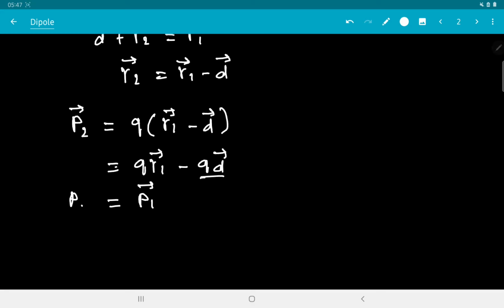So we have proved that if the net charge is 0, then we can take the origin anywhere we want, or the dipole moment is independent of the origin.